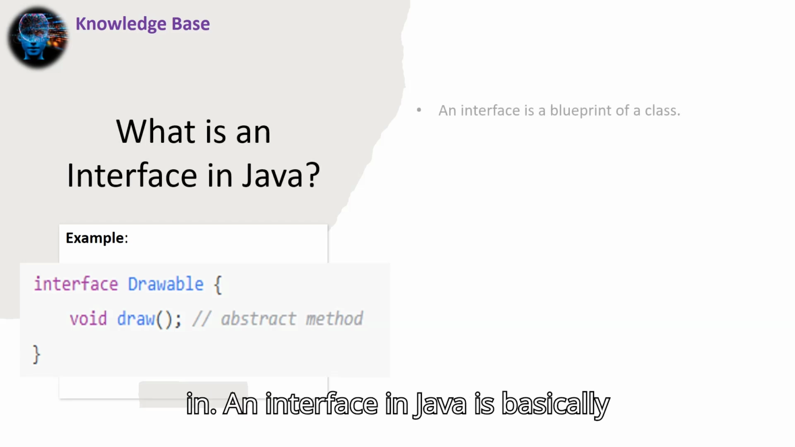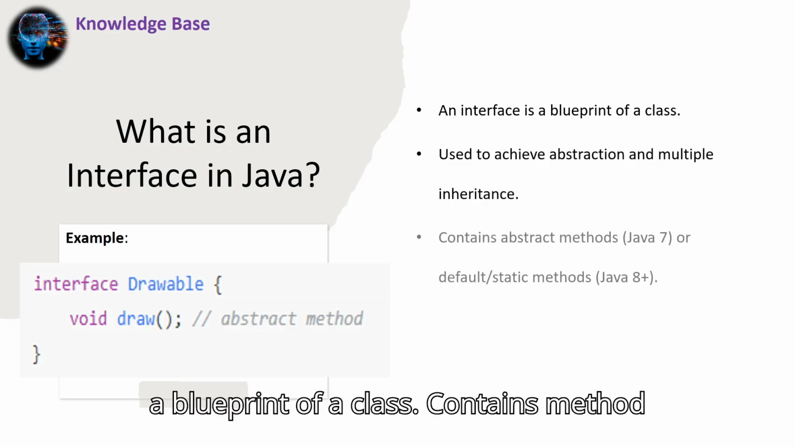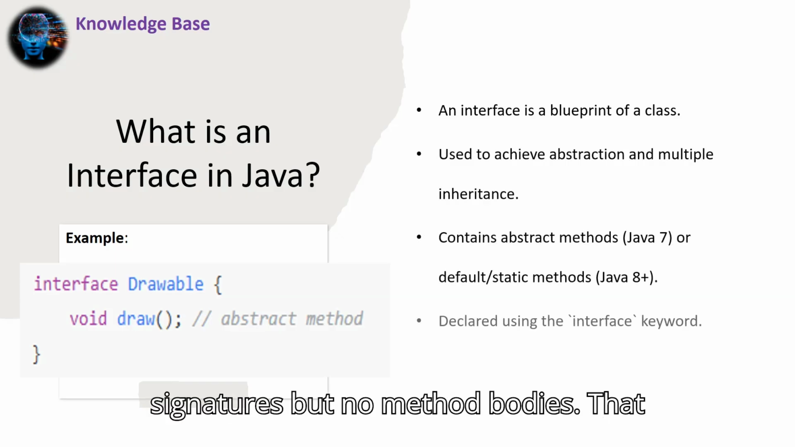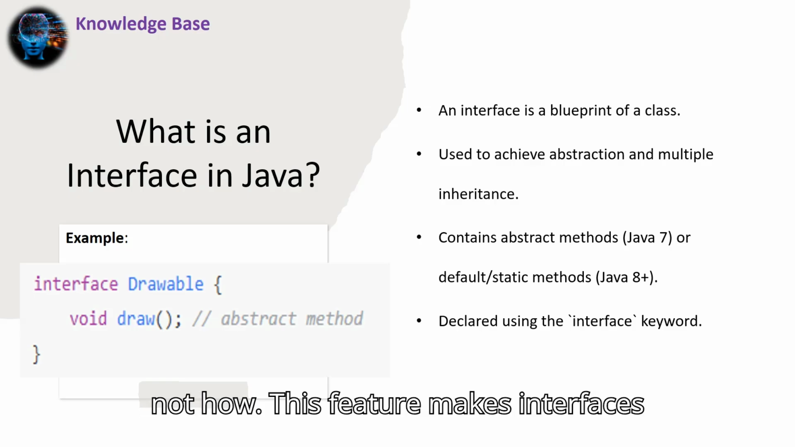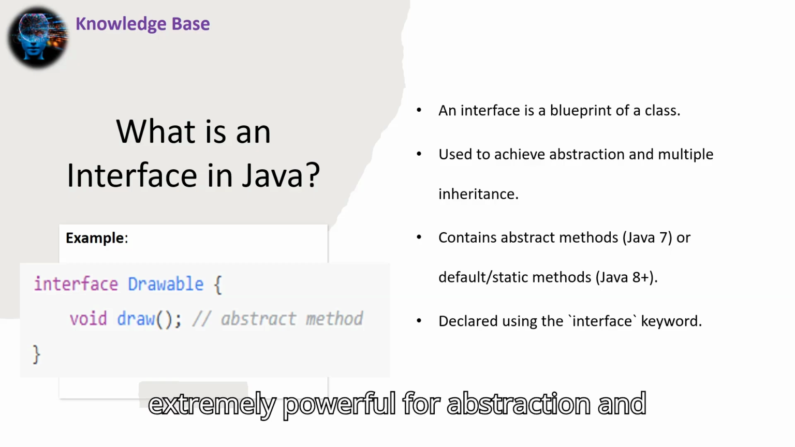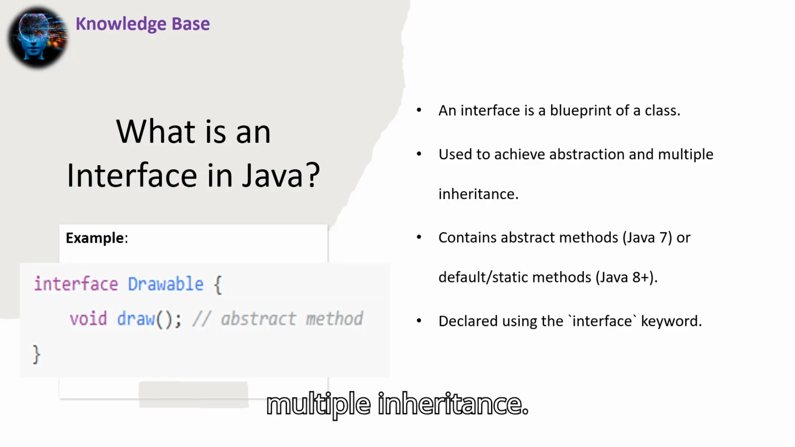So let's dive in. An interface in Java is basically a blueprint of a class. It contains method signatures but no method bodies. That means it tells what needs to be done but not how. This feature makes interfaces extremely powerful for abstraction and multiple inheritance.